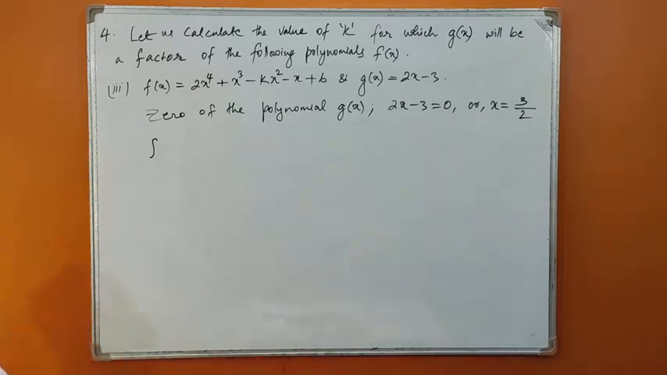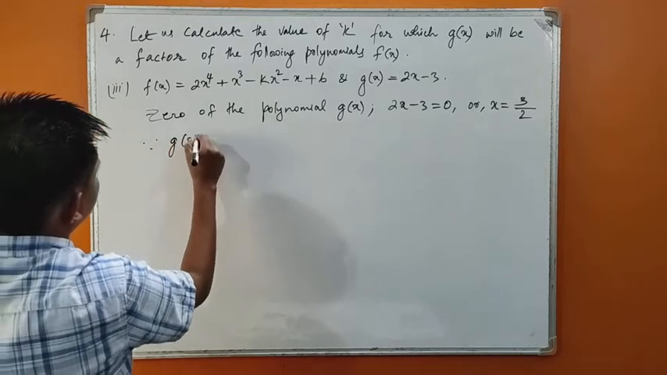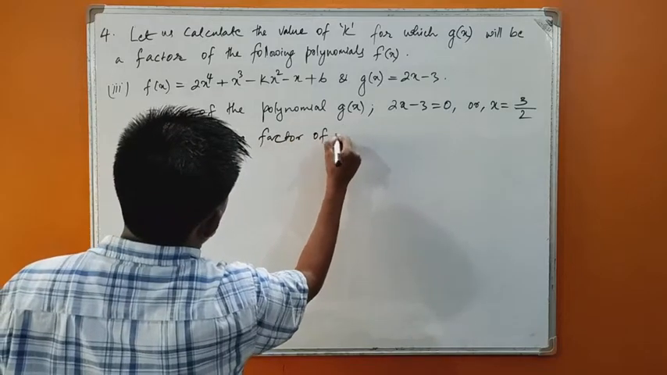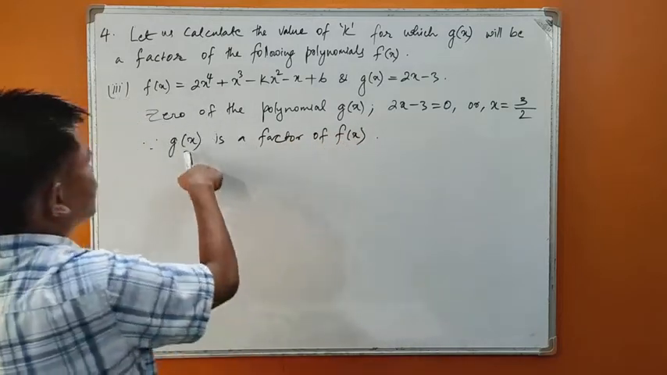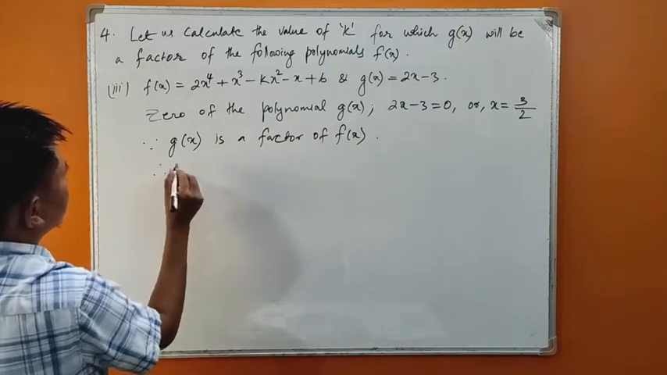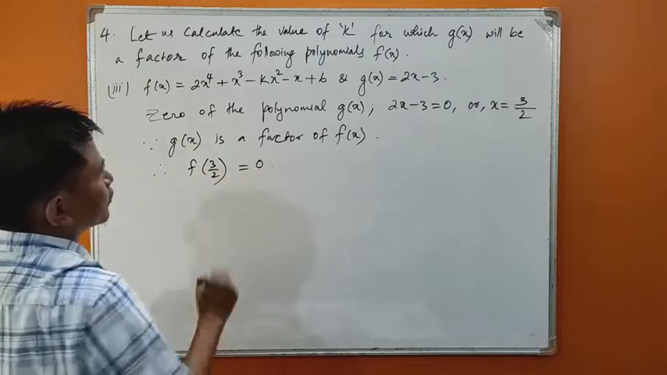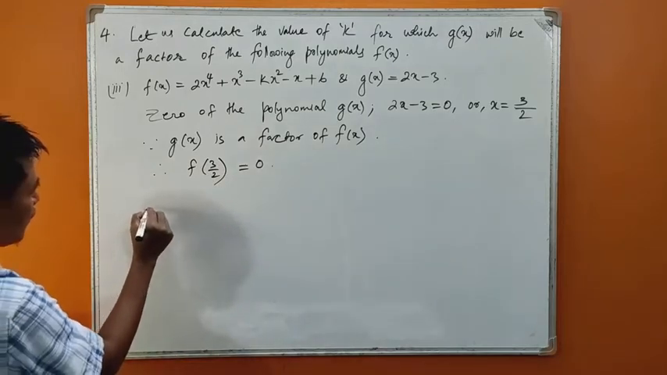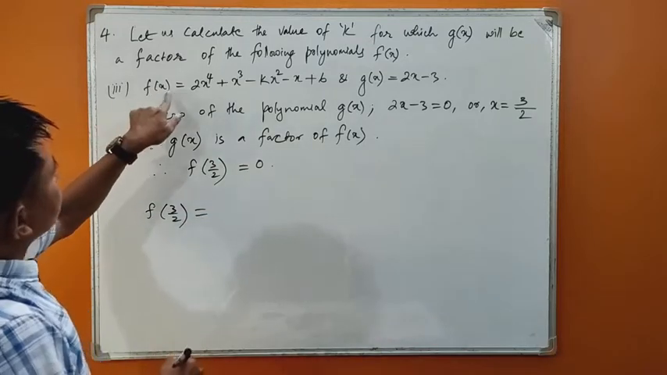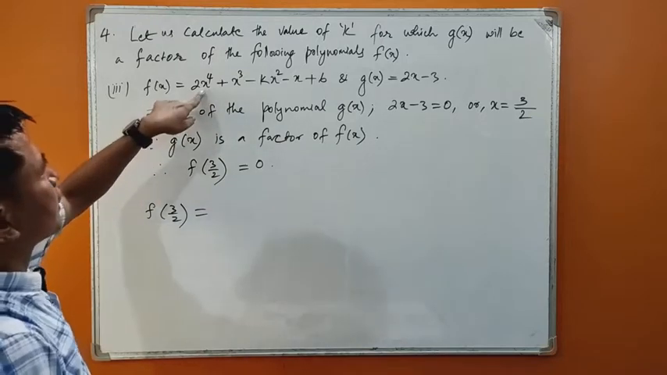Now since gx is a factor of fx, isn't it? Gx is a factor of fx, therefore f of 3 upon 2, that is the remainder, isn't it? The remainder should be equal to 0, okay? Now f of 3 upon 2 equals, fx is this, so f of 3 upon 2 means instead of x we write 3 upon 2, okay? Instead of x we write 3 upon 2.